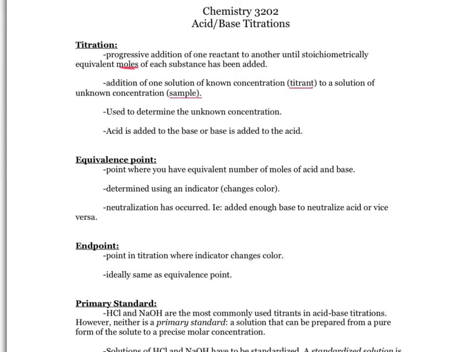Titrations are used to determine the unknown concentration, meaning we have a known concentration of a base or acid, and to that we add an unknown concentration of the other. When neutralization has occurred, we can then calculate the unknown concentration, which we will be doing later in this lesson.